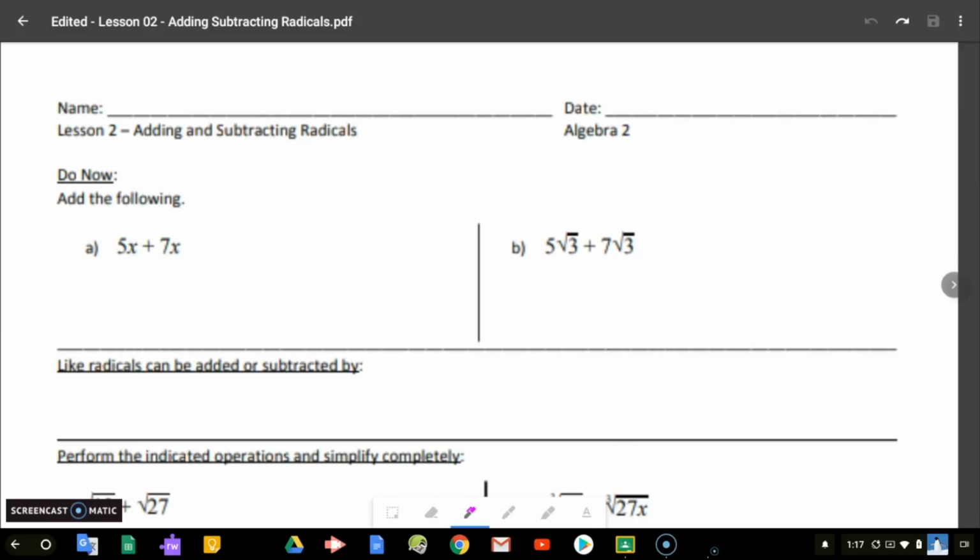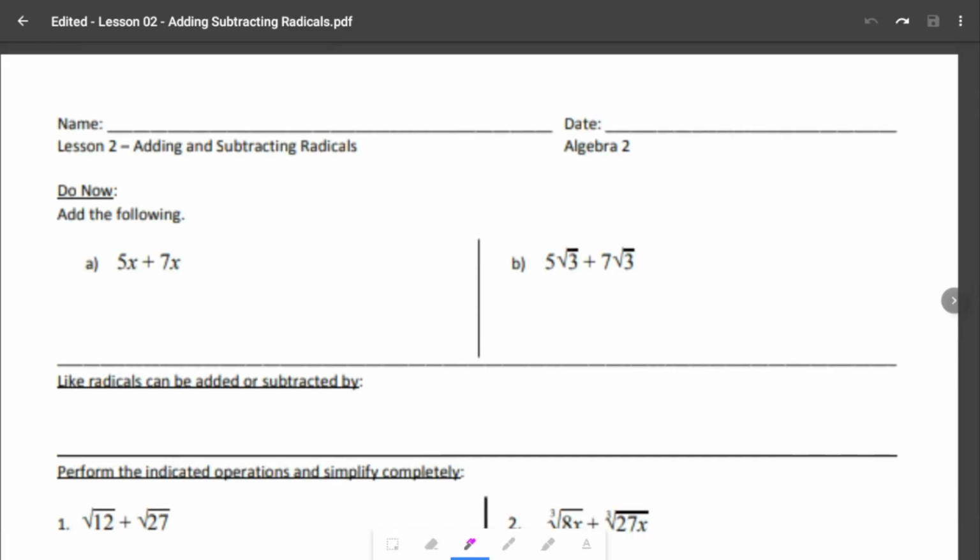All right, so for A, adding variables, we should know that in order to add them together, they have to be like terms, meaning they have to be the same variable with the same exponent. And we do see here that our two x's are both the same. They have an exponent of 1, which means we can, in fact, add them together. So from the first unit, that means that we are going to add together the coefficients in front.